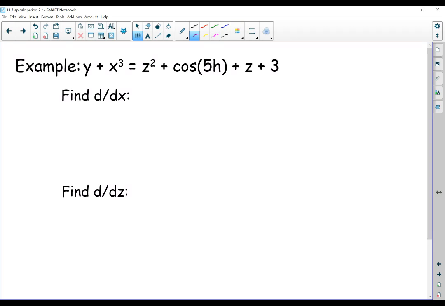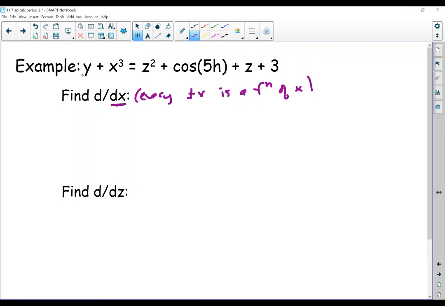Now, if I wanted to find the derivative with respect to X in this equation, that means one of two things. Everything that's not an X is either a function of X or everything that's not an X is a constant. For this example, we're going to treat everything that's not an X as a function of X. So everything not equal to X is a function of X. Okay, so let's see what that means when I take the derivative.